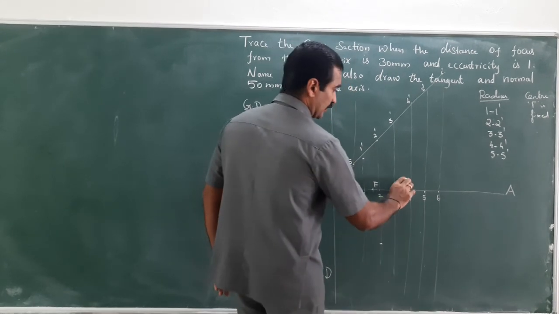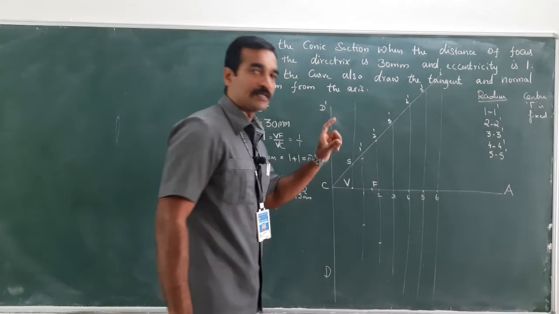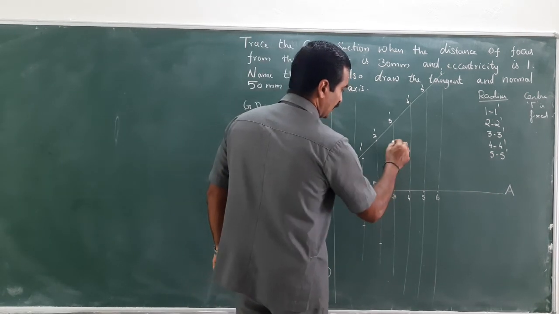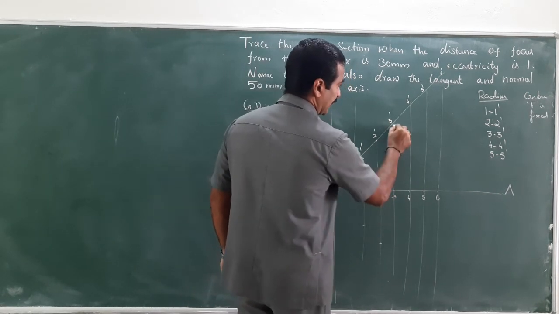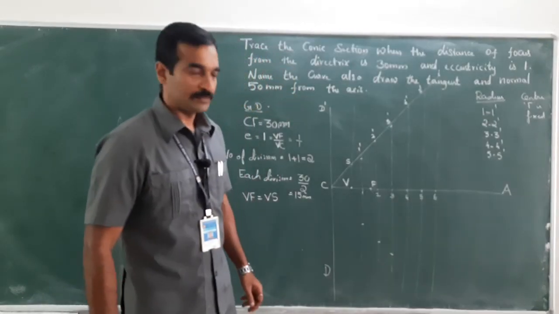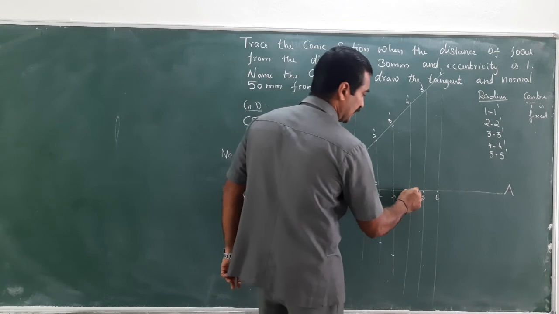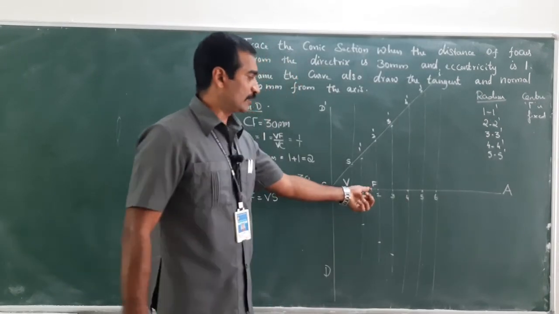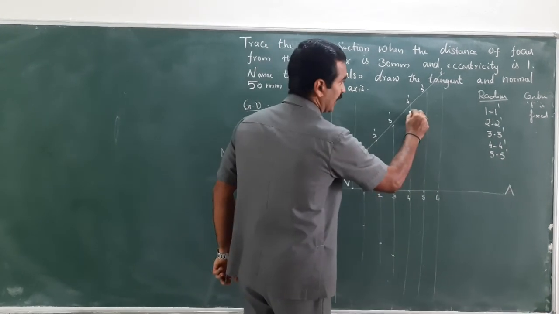Now change the position. Here measure the distance between 3 and 3 dash in your compass and, with F as center, cut an arc. Right. So now change the position. Measure the distance between 4 and 4 dash in your compass. With F as center, cut an arc.